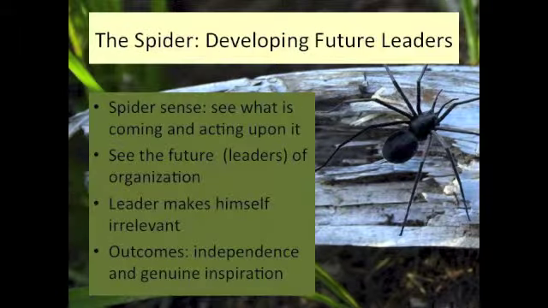Our model animal for developing future leaders is the spider because of its spider sense. While this may not be as sharp as Spider-Man's precognitive sense of danger, the real spider can have up to 8 eyes to allow it to know what is coming. It also has sensitive hairs covering its body that perceive low-level vibrations from the ground or even the air. Spider sense means sensing what is coming in the future and acting upon it.